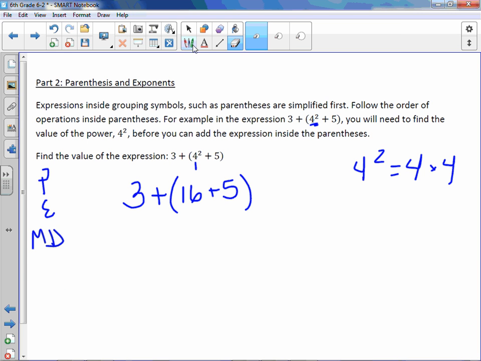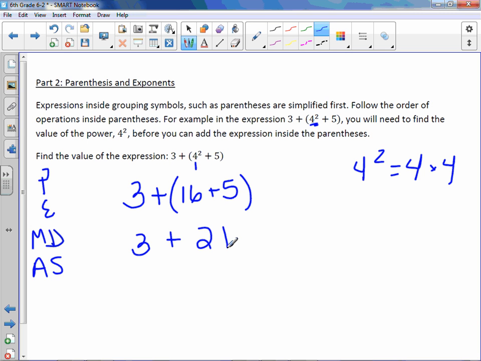All that's left to do in the parentheses is add 16 and 5, which is 21. So 3 plus 21. Since there's only one number left and I've completed everything inside the parentheses, those parentheses can be eliminated. And there's no multiplication or division, but there is addition and subtraction. There's addition, I should say, and we get 24.